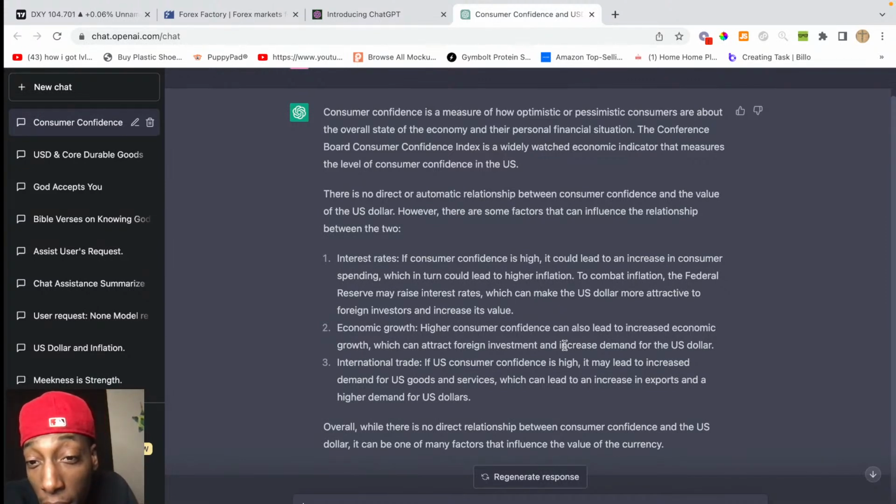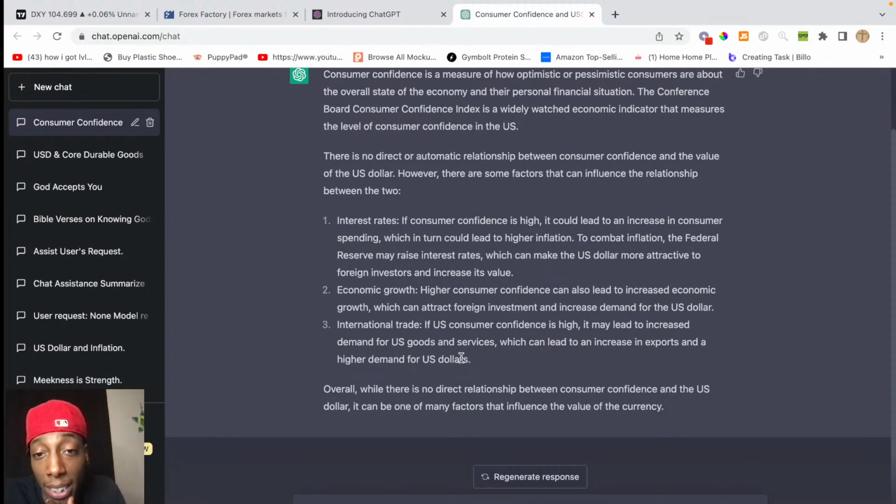Economic growth: higher consumer confidence can also lead to an increase in economic growth, which can attract foreign investments and increase demand for the US dollar. International trade: if US consumer confidence is high, it may lead to an increase in demand for US goods and services, which can lead to an increase in exports and higher demand for the US dollar. So if consumer confidence is high, there's higher demand for the US dollar.